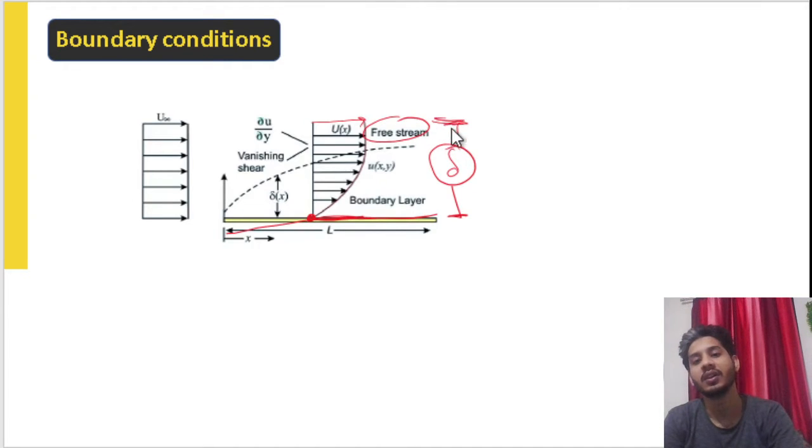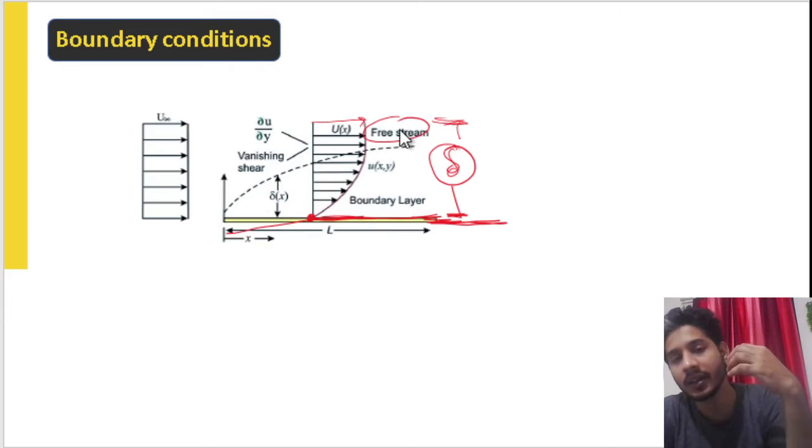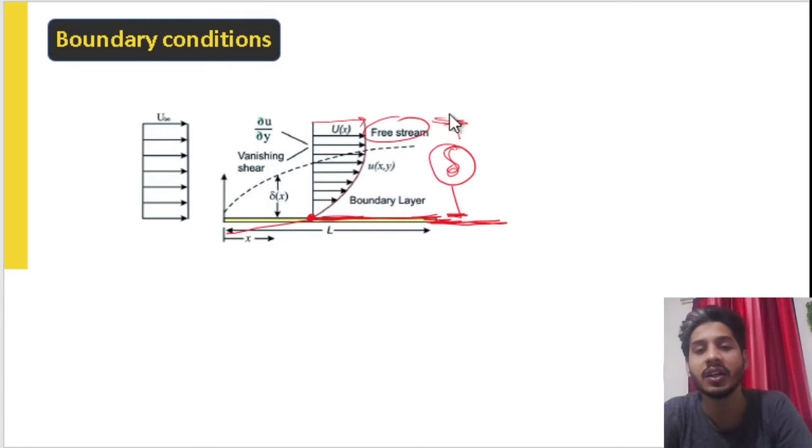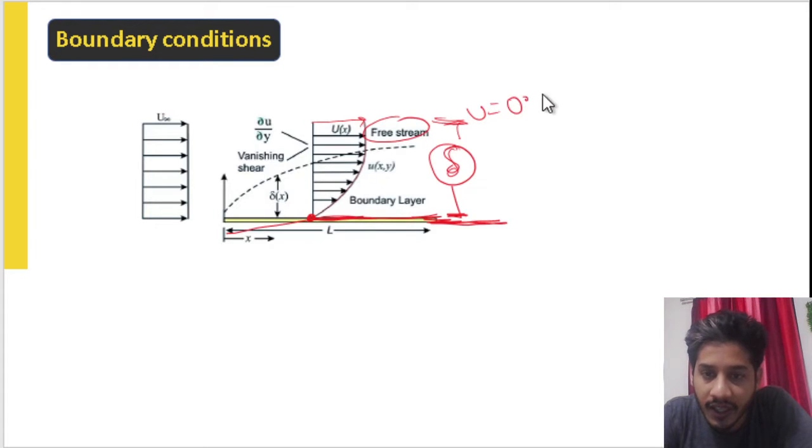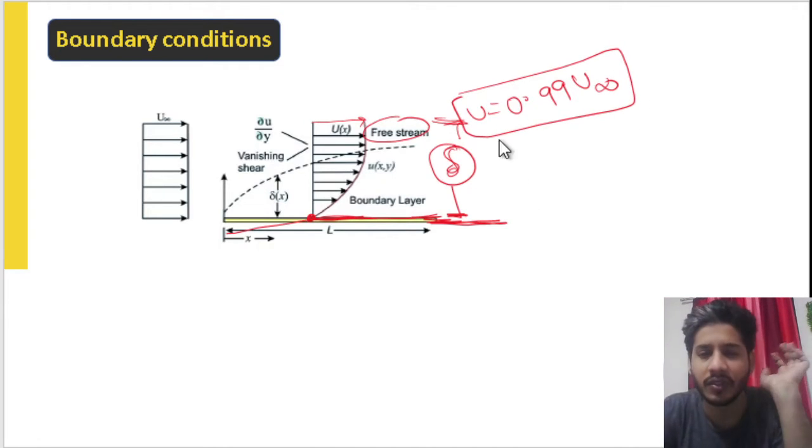See, this is del. How much is del? This is the distance measured from where? Perpendicular to the boundary, and the del is measured in the y direction. This is the distance perpendicular to the boundary where the velocity reaches the free stream velocity. But in the standard definition, it does not reach the free stream velocity. It reaches 99% or 0.99 times the free stream velocity.